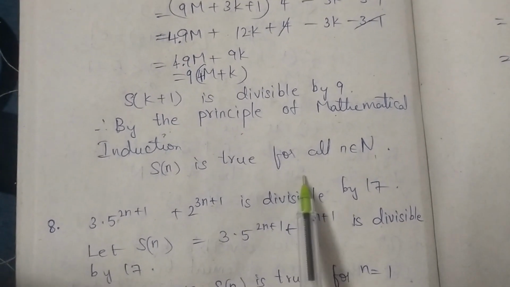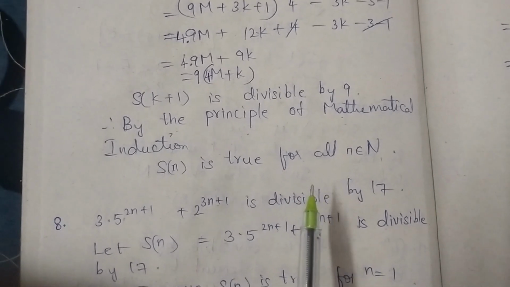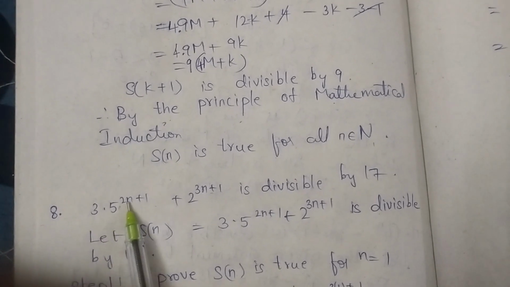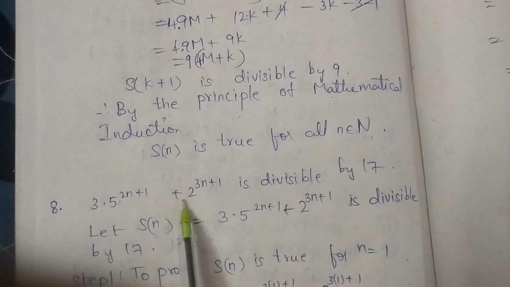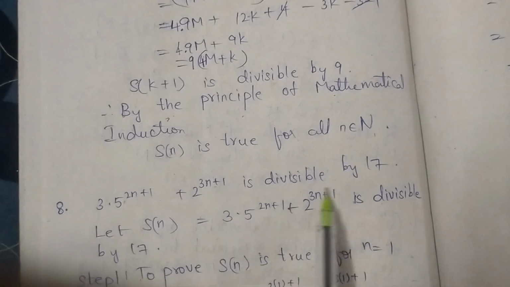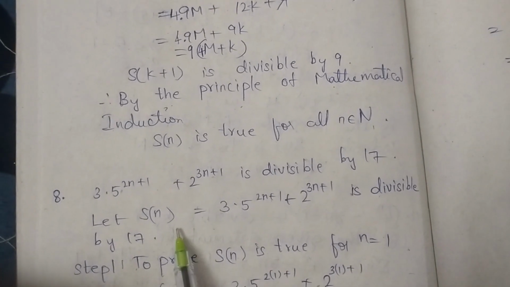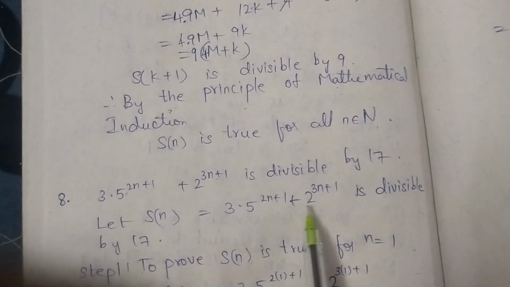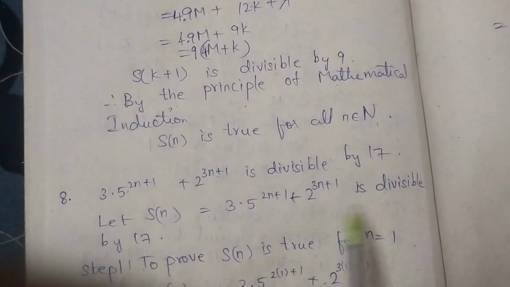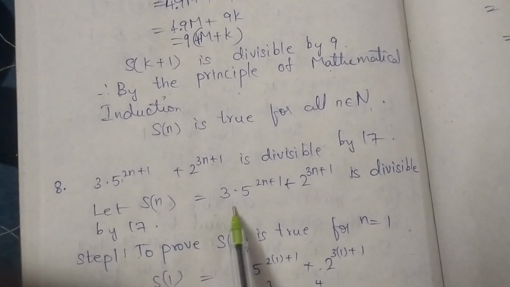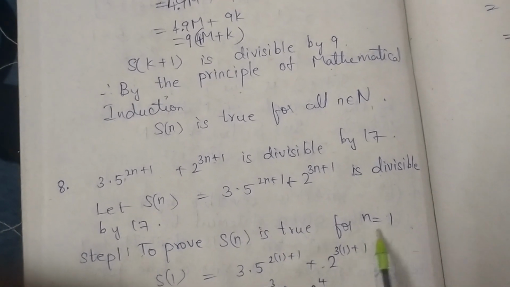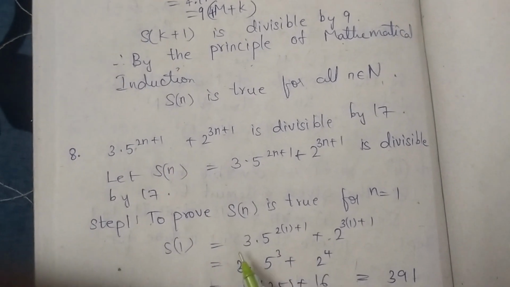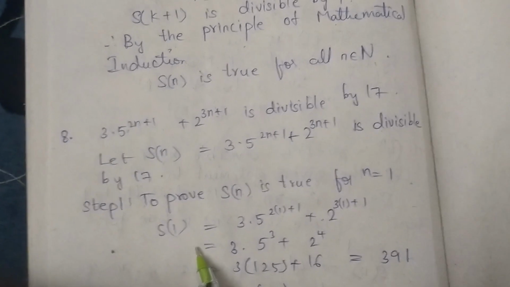Let's take another example of another problem, the same divisibility only. So 3 into 5 power 2n plus 1 plus 2 power 3n plus 1 is divisible by 17. Let's take that statement as S(n) is equal to 3 into 5 power 2n plus 1 plus 2 power 3n plus 1 is divisible by 17. So in step 1, as usual, for n equals 1 we have to substitute in this statement, and you will get the value of S(1).